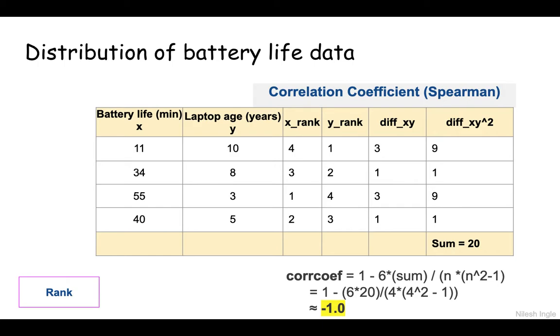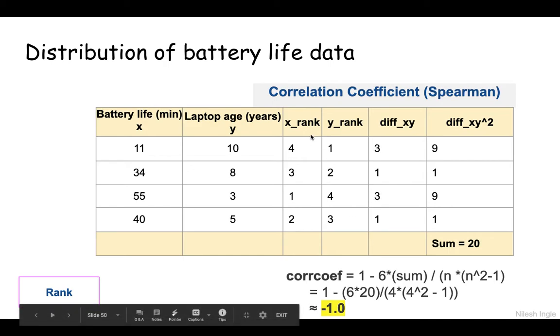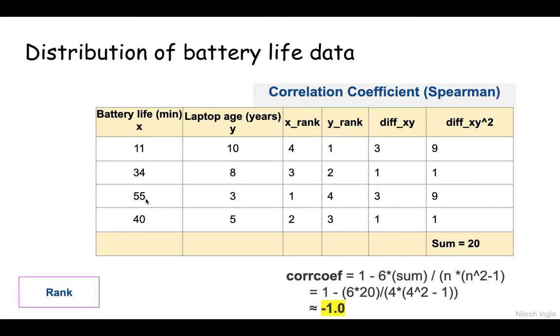Now in certain situations, the Pearson's correlation does not work, and in that case there are rank correlations that can be used. In this particular example, I've kept the previous example of laptop age, which may not be appropriate here, but just to show you the method, this would work. What we want to do is rank all the observations. So the highest value is 55 and we give it rank 1, and the lowest is 11 and we give it rank 4, and all the others fall in between.